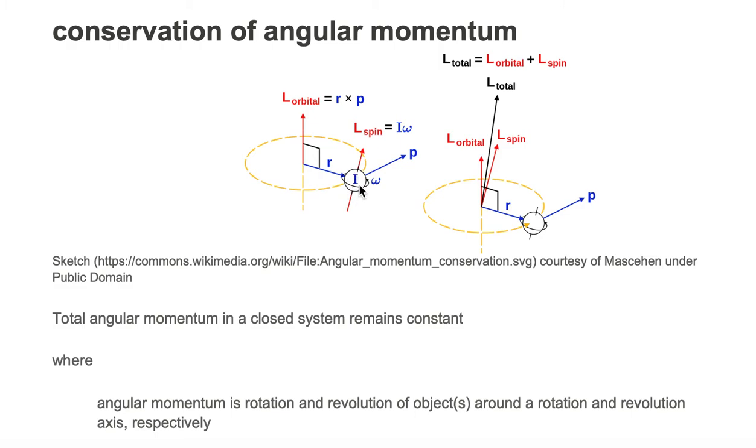In addition to this object having angular momentum of the spin type, it also has angular momentum of the orbital type. This moon is orbiting around another object. It's located a distance r away from this other object. Therefore, its orbital angular momentum is this distance r multiplied by its linear momentum p, where linear momentum p is the mass of this moon multiplied by its velocity or its speed in the direction of p.